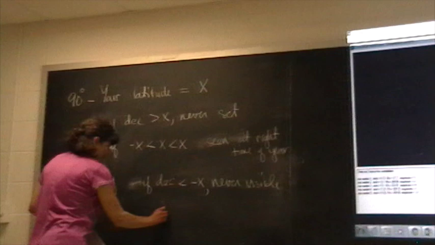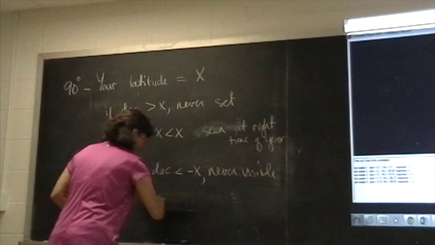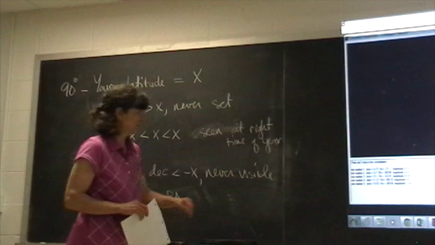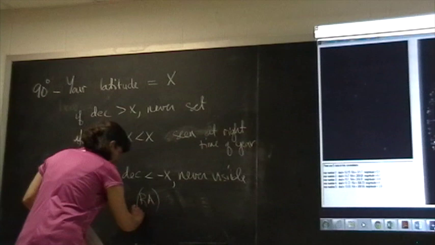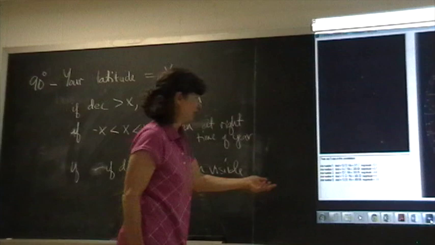24 hours equals 360 degrees, and so to convert from right ascension in hours to right ascension in degrees, or vice versa, you just take your right ascension that you measure from this particular number, you divide it by 360 degrees, and you multiply by 24 hours, and this will give you the right ascension in hours.